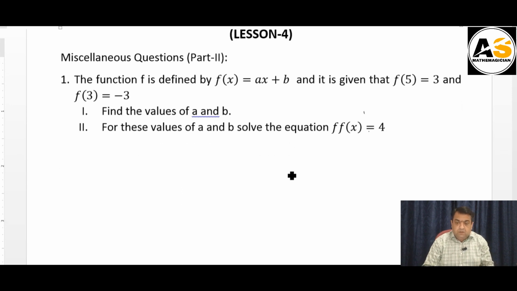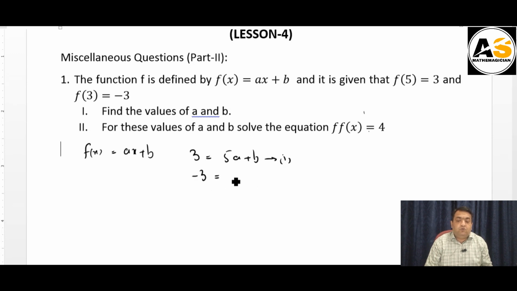So, what is the function over here? f of x is equal to ax plus b. What is the value of the function at x equal to 5? It is 3, which will be 5a plus b. This will be one equation. Then the value of the function at x equal to 3 is minus 3. That is 3a plus b is equal to minus 3. Simply by solving these two equations simultaneously, we will easily get the values of a and b.